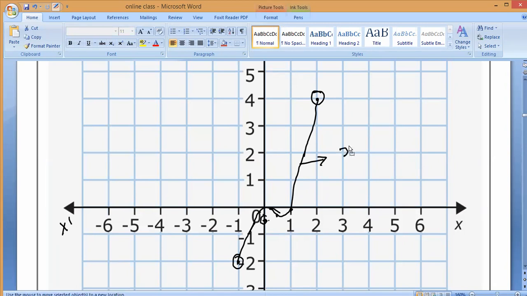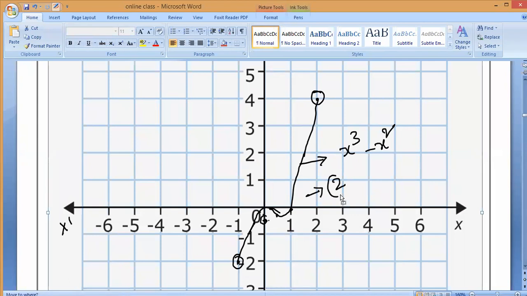This function is x cube minus x square. How many zeros? 2 zeros, ma'am. 0 and 1. Here 0 and 1 are the zeros of the polynomial p of x equal to x cube minus x square.